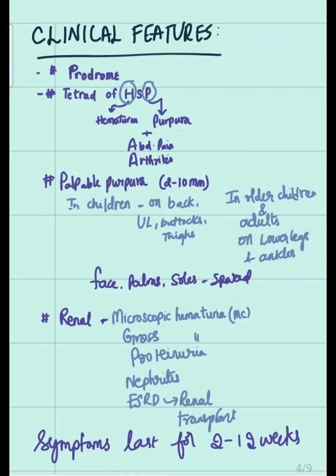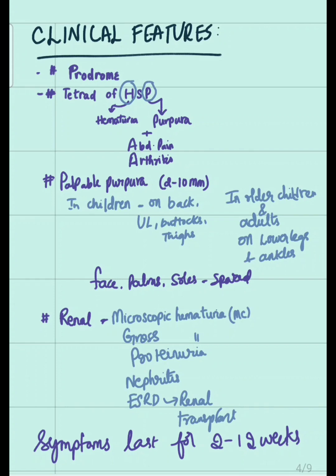Now, coming to clinical features, first off, we've got the basic prodrome with symptoms such as headache, fever, and anorexia. Then we've got the tetrad of Henoch-Schönlein purpura, where you can remember H for hematuria and P for purpura, along with two A's, that is abdominal pain and arthritis.